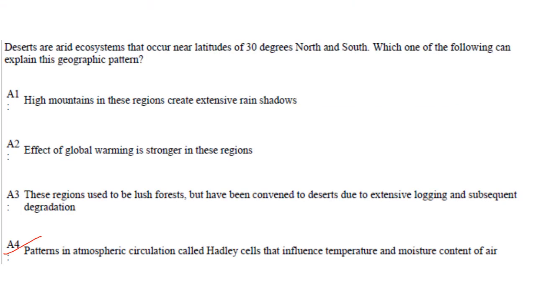Then next one. Deserts are arid ecosystems that occur near latitudes of 30 degrees north and south. Which one of the following can explain this geographic pattern? So the answer here is option 4, that is patterns in atmospheric circulation called Hadley cells that influence temperature and moisture content of air. That is the answer.